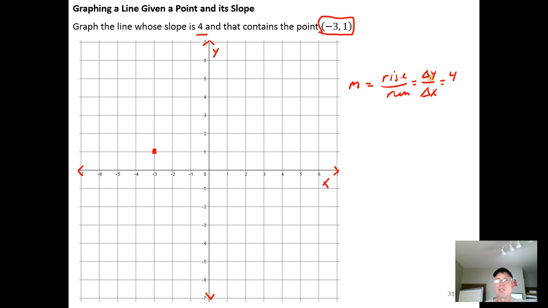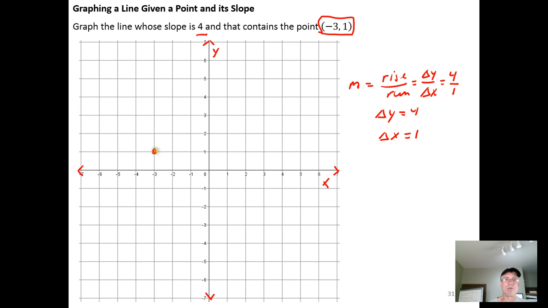And initially this could throw me off because I could ask the question, well, I need delta y over delta x, or rise over run, but I only have a 4. But we want to recognize that 4 can be rewritten as 4 over 1. And it's still equal to 4. So that tells us that the rise, or the change in y, is 4, and the run, or the change in x, is +1.